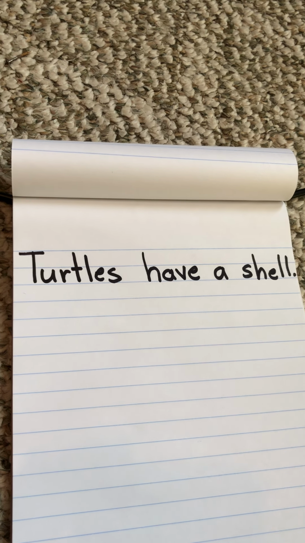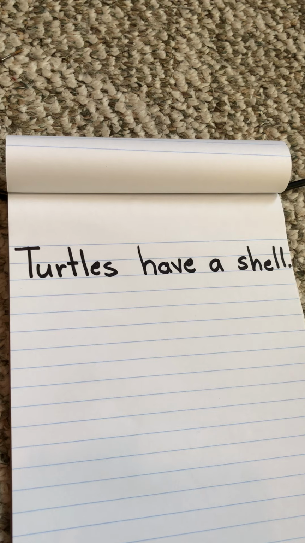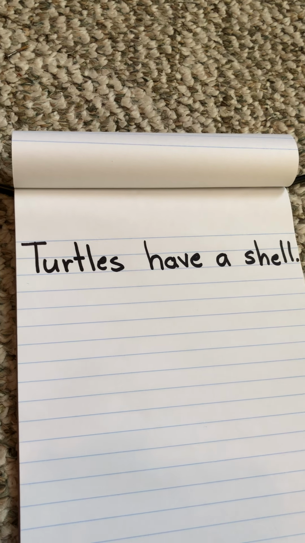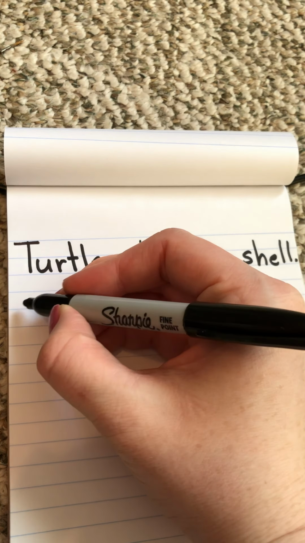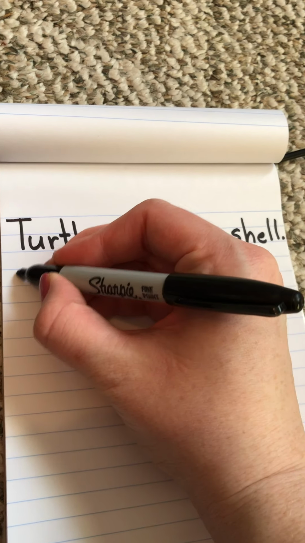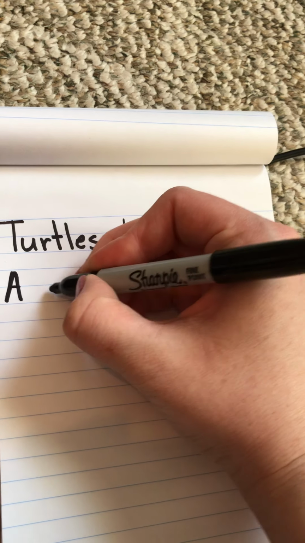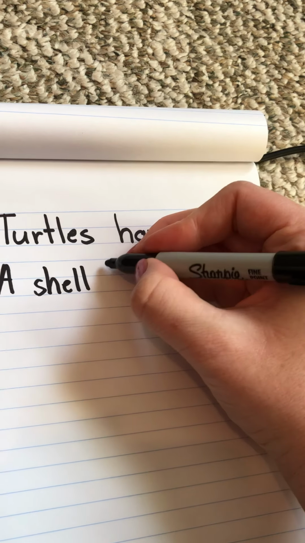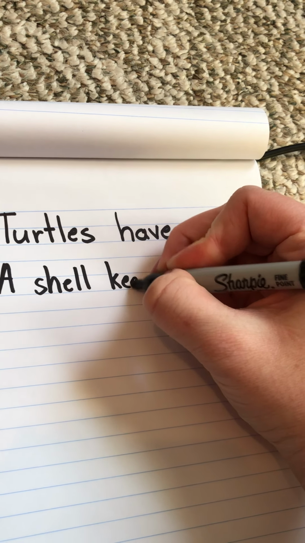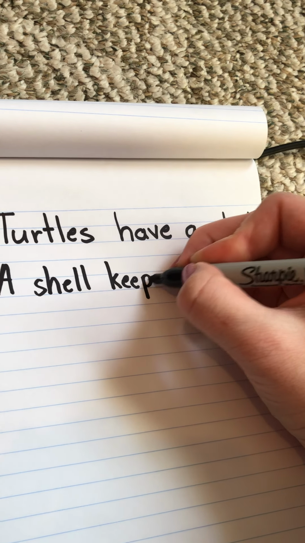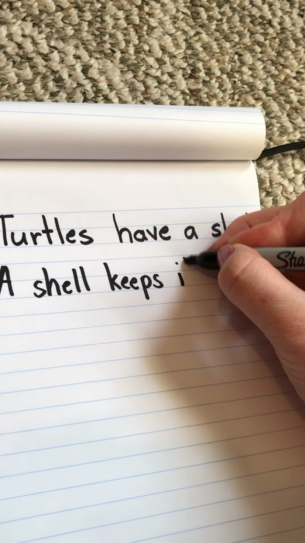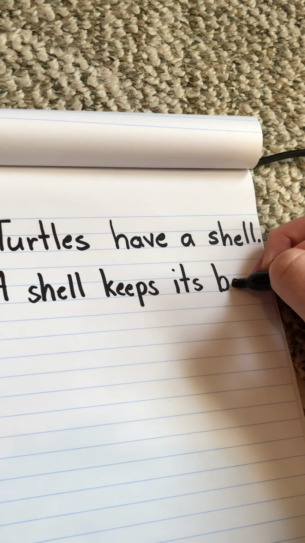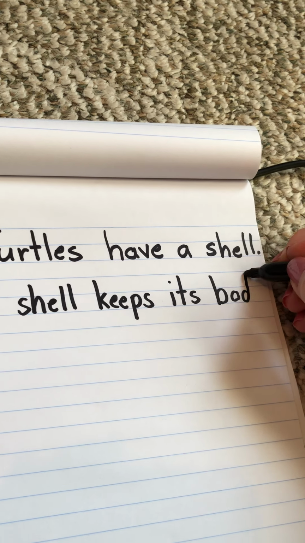Now, I want to write about why they have a shell. So, a shell keeps a turtle's body safe. So I'm going to go ahead and write that sentence. So I'm going to go to the next line, and I'm going to write a shell keeps its body. Oh, good, this worked out.